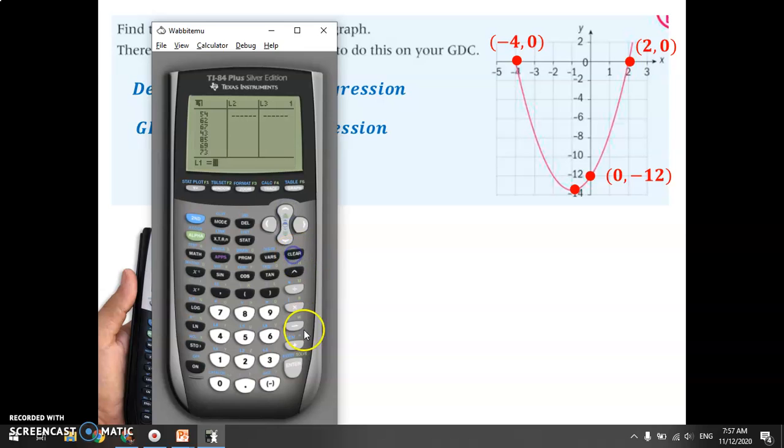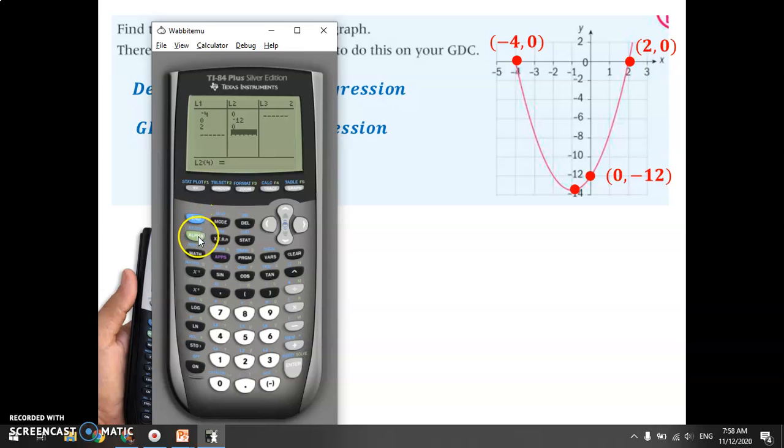Go there, clear, enter. Okay, so I'm going to enter our 3 points. So -4, 0, I'm entering the x values first, and 2. And then the y values are 0, enter, -12, and 0. Great, I have my data in there.